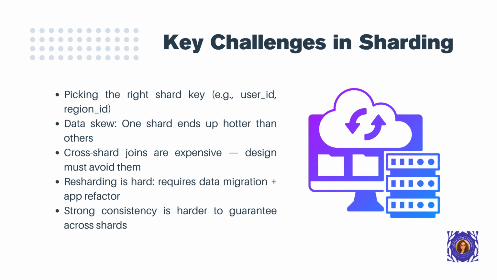Cross-shard joins are expensive. When data related to a single query spans across multiple shards, for example, joining user data from shard A with message data from shard B, performing these cross-shard joins becomes incredibly complex and resource-intensive. Good design aims to keep related data on the same shard to avoid such operations.